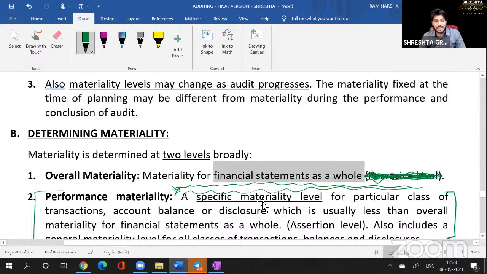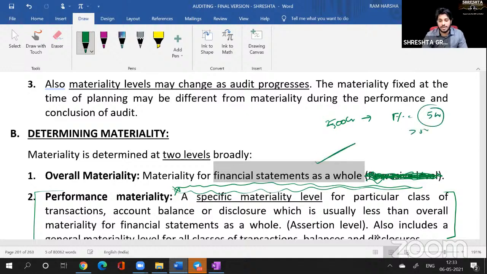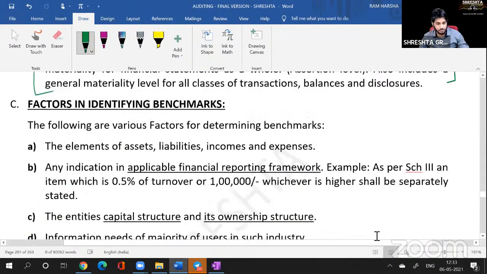When do we consider financial statements as a whole to be materially misstated? Suppose in a company where 500 crore turnover is there, 1% means 5 crore. If the mistake is more than 5 crore, I assume financials are materially misstated as a whole. Suppose if it is more than 20 crore, I assume pervasive. Generally, overall materiality multiplied by 3 or 4 times will come as the pervasive level.